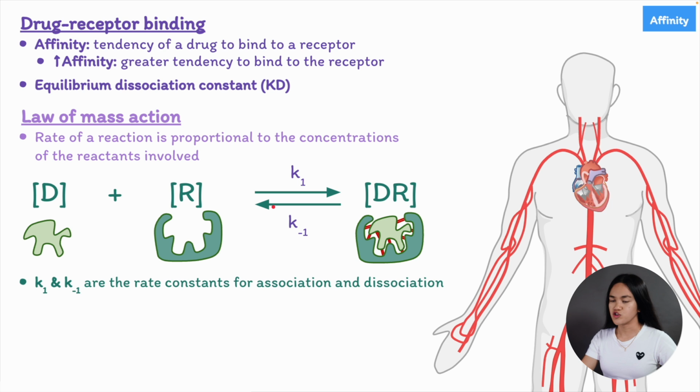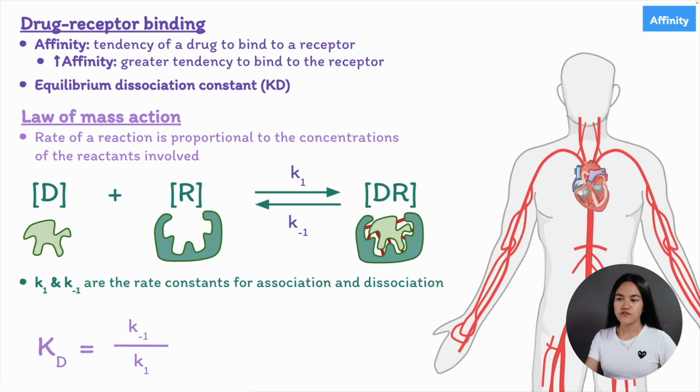All right? As you may have studied before, when the reaction reaches equilibrium, the forward and backward rates are equal. At this point, the rate of drug-receptor association is the same as the rate of dissociation. The equilibrium dissociation constant, KD, is a measure of affinity. It's calculated as the ratio of the dissociation constant, K-1, to the association constant, K1. So KD indicates the tendency of a drug to dissociate or separate from its receptor.